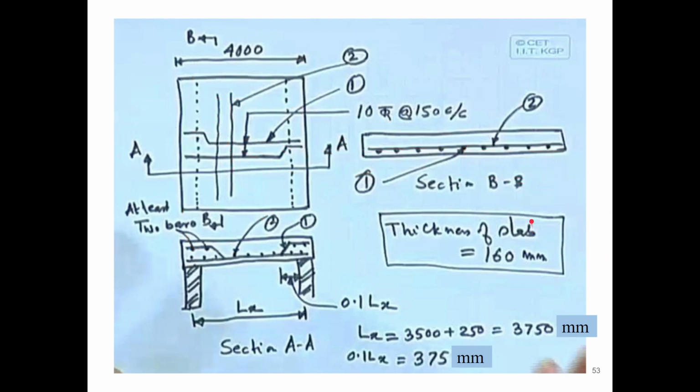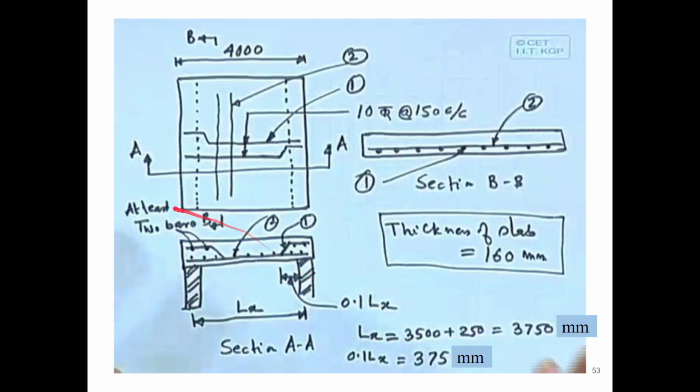So this is section BB. At least two bars should be provided in the case of bent up bars, and the distance of this bending should be 0.1 lx. But lx is the end to end center to center distance, which is 3500 plus 3500, basically the end to end distance, the clear span. And 250 was the width of the walls.